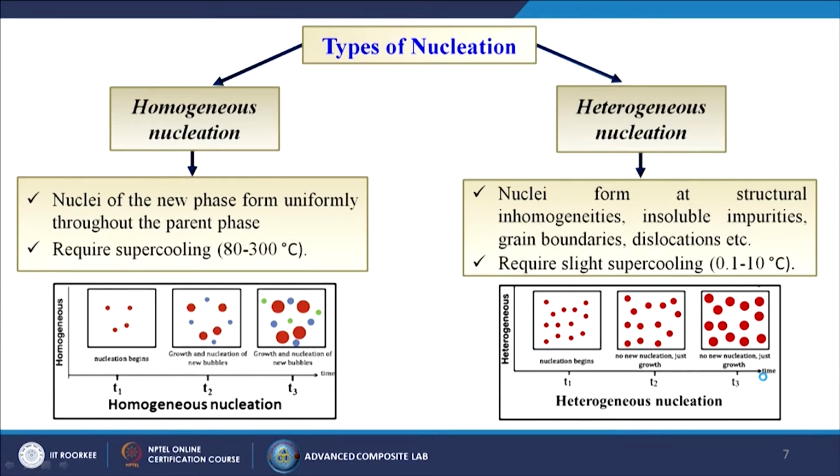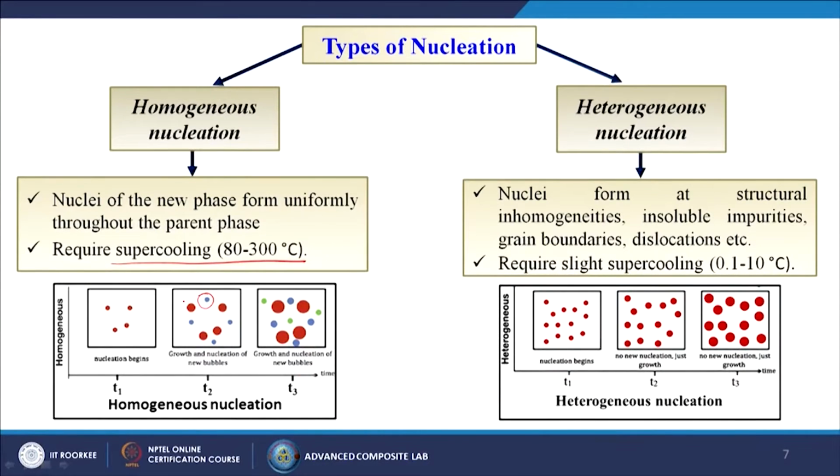Now, there are two types of nucleation: one is homogeneous nucleation, another is heterogeneous nucleation. What is homogeneous nucleation? First I will tell you the theory. Nuclei of the new phase form uniformly throughout the parent phase, requiring supercooling of 80 to 300 degrees centigrade. From this image you can understand that at time t1 the nucleation begins, meaning small particles or atoms have formed, and then growth and nucleation continue. Whatever formed earlier becomes bigger and bigger, and some new atoms are still forming. This is called homogeneous.